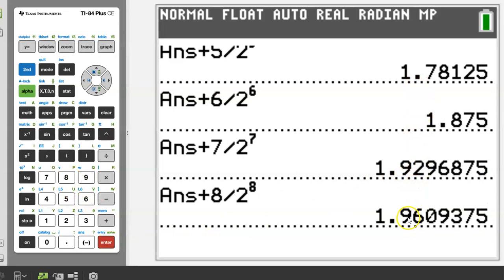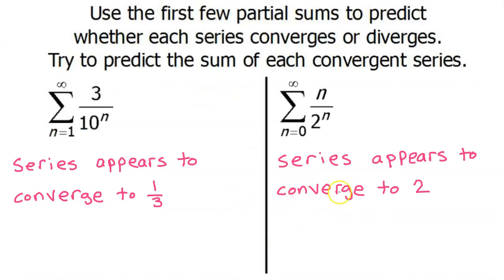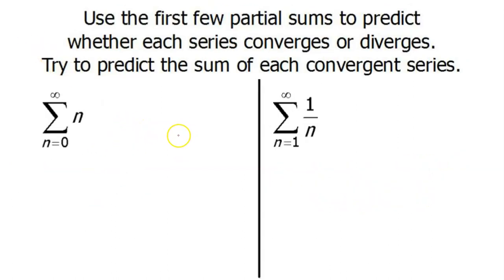What seems to be happening? Well, we are getting closer and closer to 2, but I bet no matter how far we went, we would never go past 2. We say that this series appears to converge to 2. I encourage you to pause the video and play around with these two examples on your own. See if you can make a prediction.